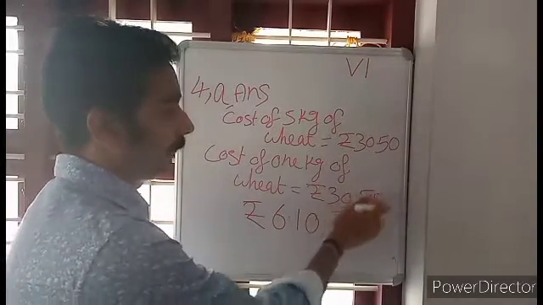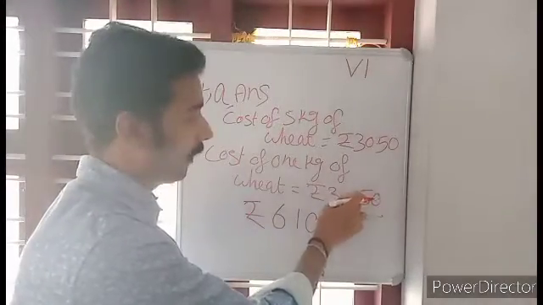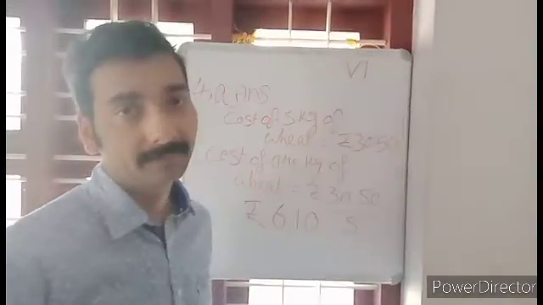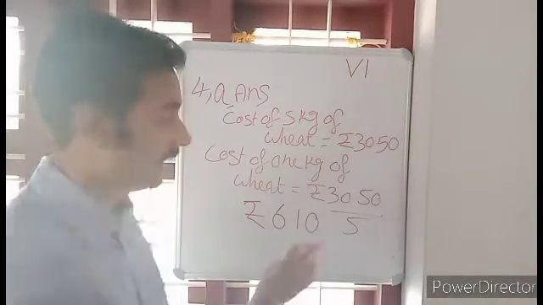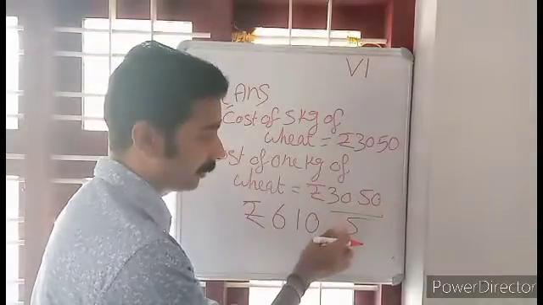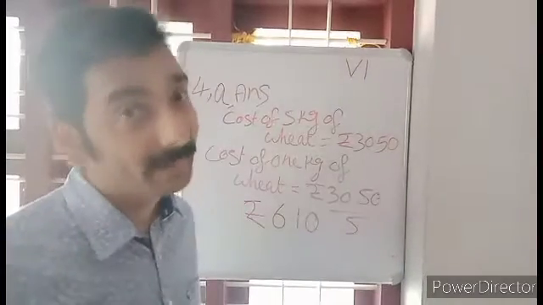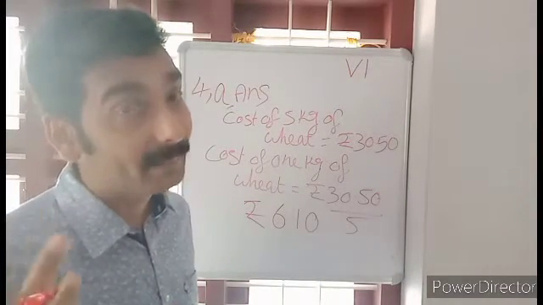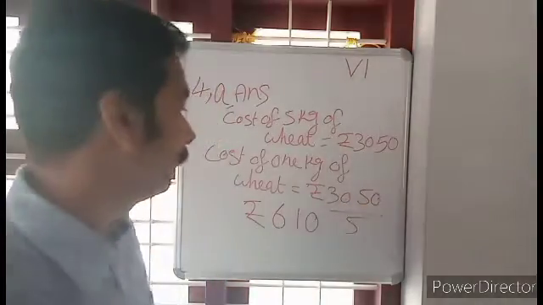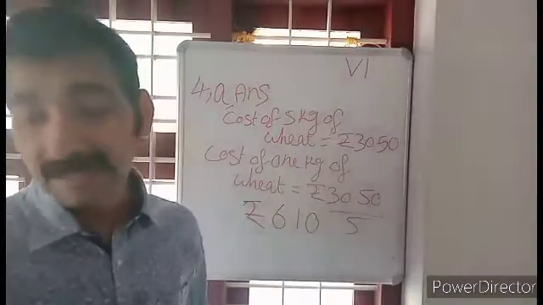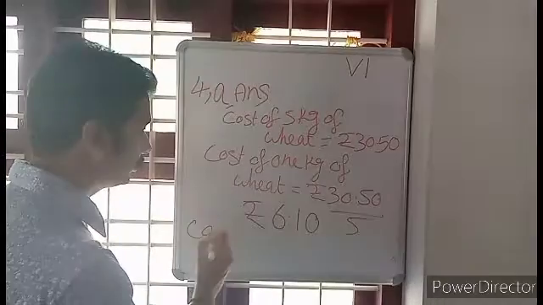Rupees 30.50 divided by 5. You just divide it, ignore the point, and then you put the point. Okay, that means rupees 6.10. Very important. In the previous class, the decimal chapter, we did addition, subtraction, division like that.